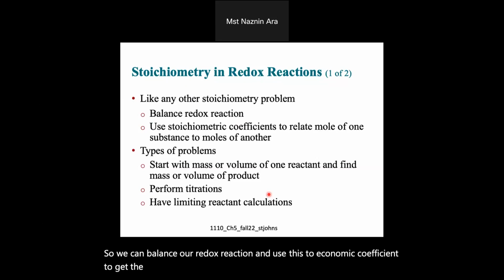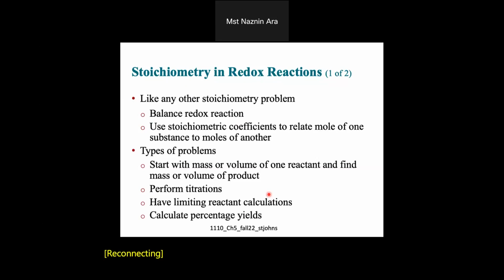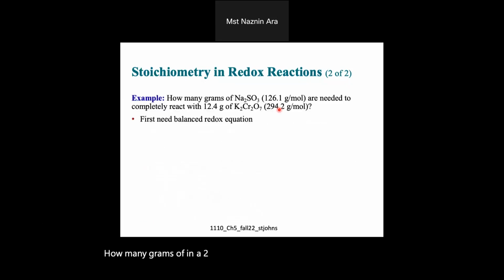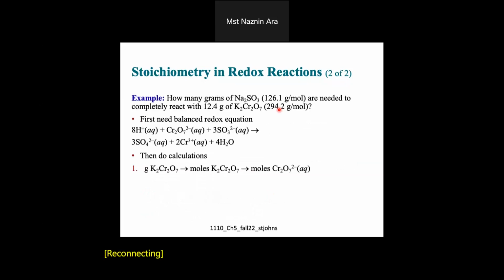So here, let's see what we have. How many grams of Na2SO3 are needed to completely react with 12.4 grams of K2Cr2O7, given the mass per gram per mole? First we need to balance the equation, then we can set the mole-to-mole ratio. So if we balance our equation, this is our balanced equation.